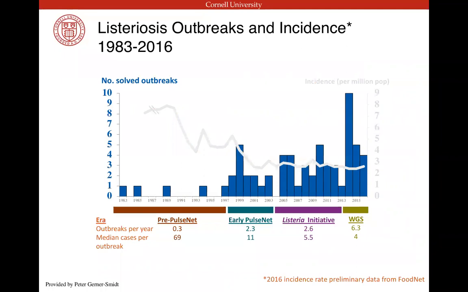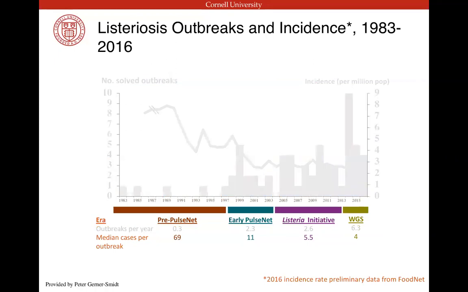But in blue, you can see the number of solved outbreaks. So as our public health agencies get better and technologies develop, you can see that despite there being a plateau in the incidence of Listeria, there's been a rapid increase in the number of outbreaks that they've been able to solve. The other thing that I want to highlight about this graph is that it used to be that we needed about 70 cases in order to detect an outbreak and then solve it. And now with whole genome sequencing, you really only need a couple of cases for an outbreak to even be detected. But we need to be able to solve them at that small case size as well.